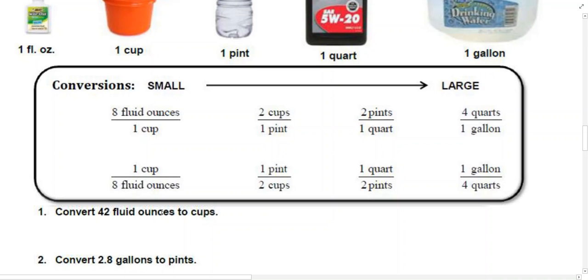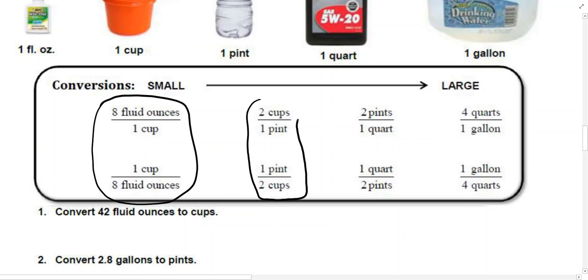I'll come back to those. So now this is in fluid ounces, and we have a few more relationships. So we have 8 fluid ounces, 1 cup, 8 fluid ounces. All right, so this is one relationship, cup to ounces. This is pints to cups. This is quarts to pints. And this is gallons to quarts.